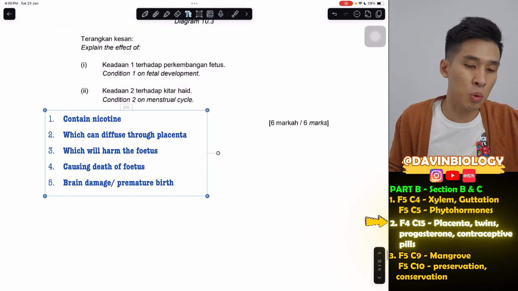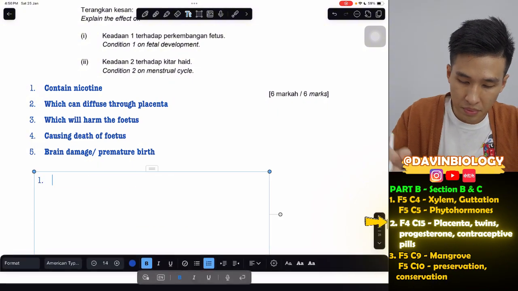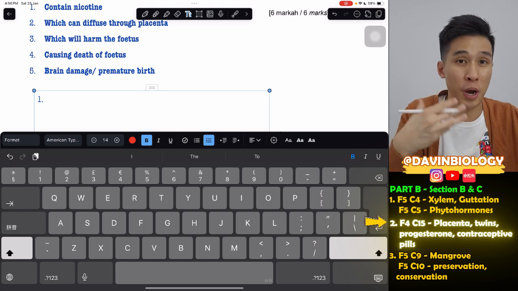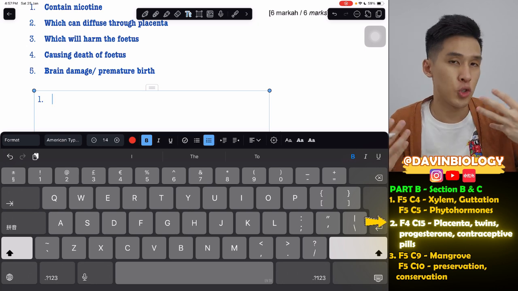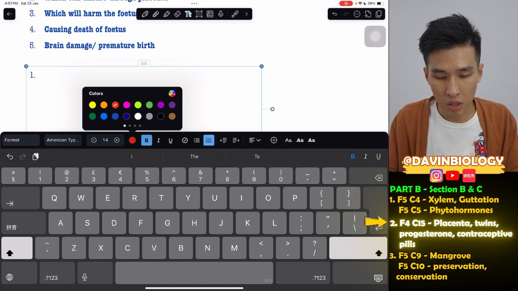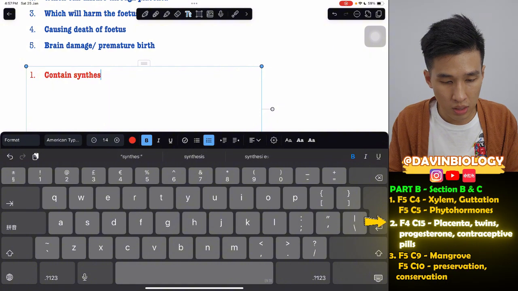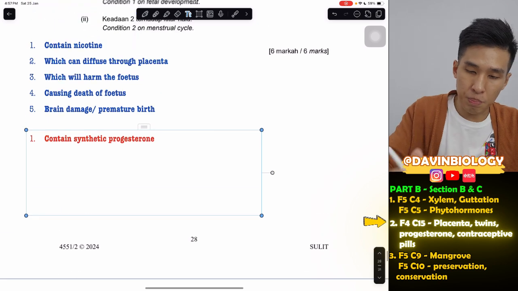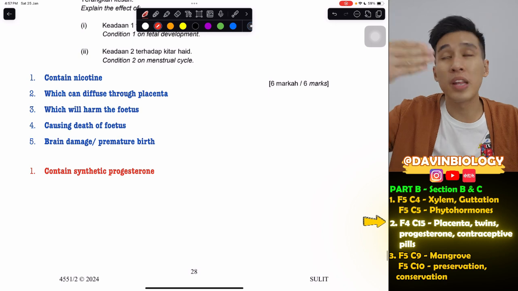Now the more important one I want to go through is actually the second one. This one they quite like to ask. Let me write it down here. This one is the contraceptive pill. A contraceptive pill is a pill that prevents pregnancy. But this pill at the same time has an effect on the menstrual cycle as well. So first, how does it affect the menstrual cycle? Because the contraceptive pill contains what we call synthetic progesterone.